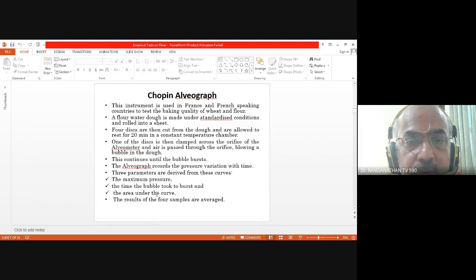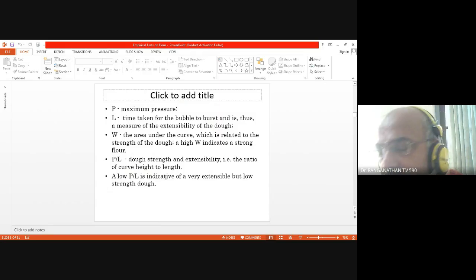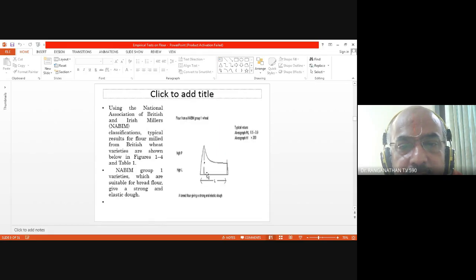Now, if you will shortly see the video of it. So, P is the maximum pressure, L is the time taken for the bubble to burst. Now, what does it mean? This is the pressure. In the y-axis, you have pressure. L is the length.